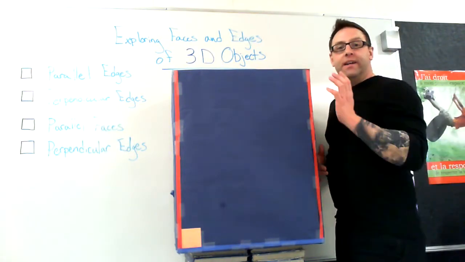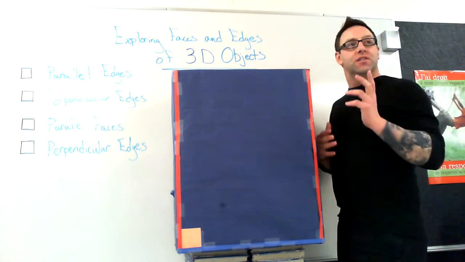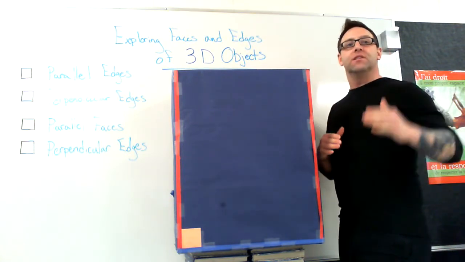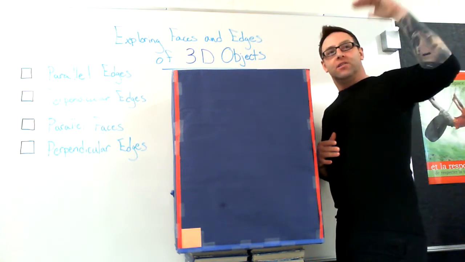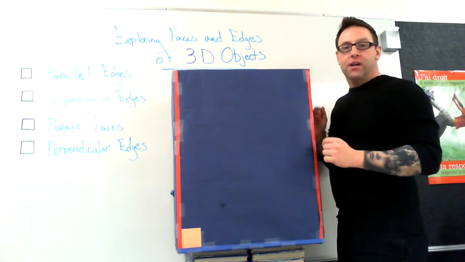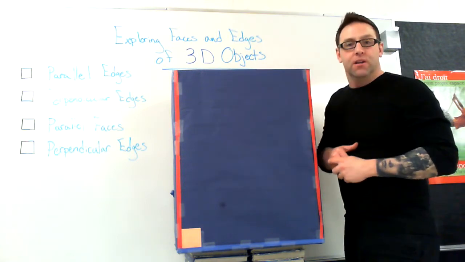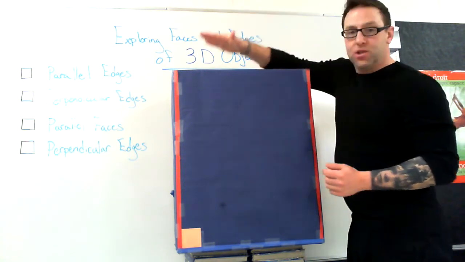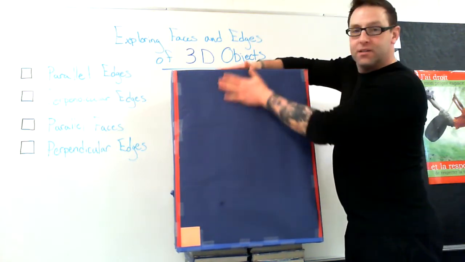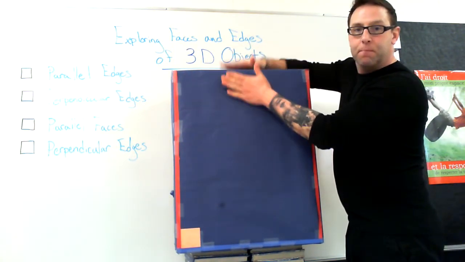Now, just like in the room that you're sitting in, where you have two walls that meet, whether it's the floor and the side wall, or the two walls meeting in a corner, you've got perpendicular faces. So this top face and this front face are perpendicular because they come together to meet, okay?